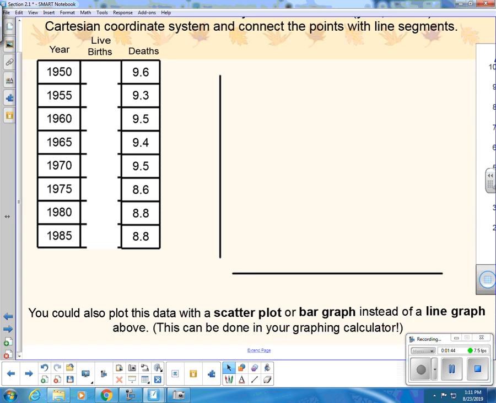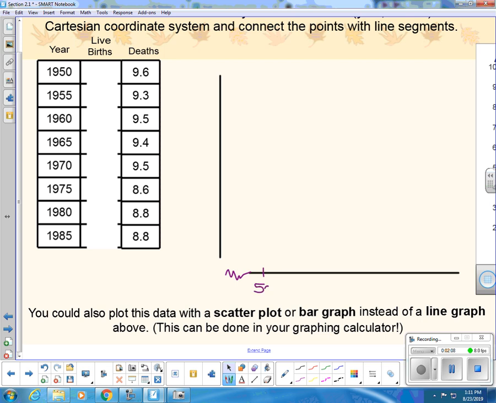Should we start at 0? No. Cameron? Okay, the x-axis is going to be the years. 1940? 1950. Okay, we can do 1950. We can start with 1940. You don't want to start with 0, though, right? So we're going to do a little jagged line saying that we're not starting at 0. And I don't care whether you start at 1950.